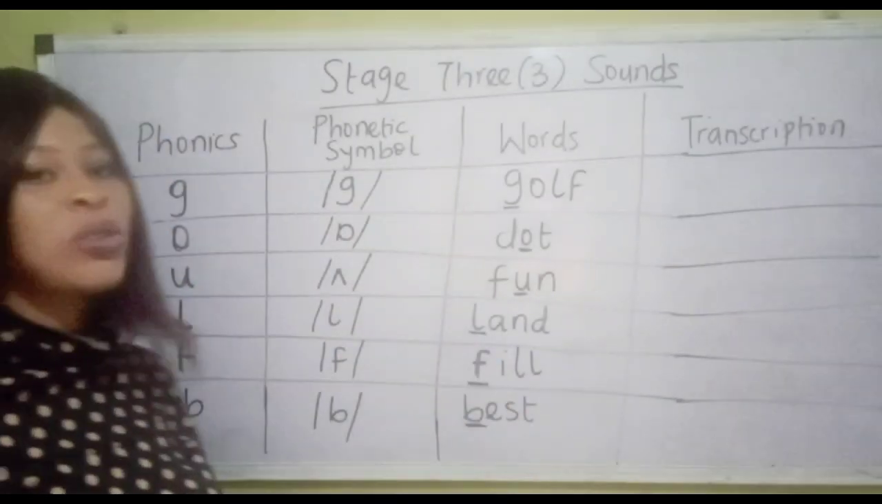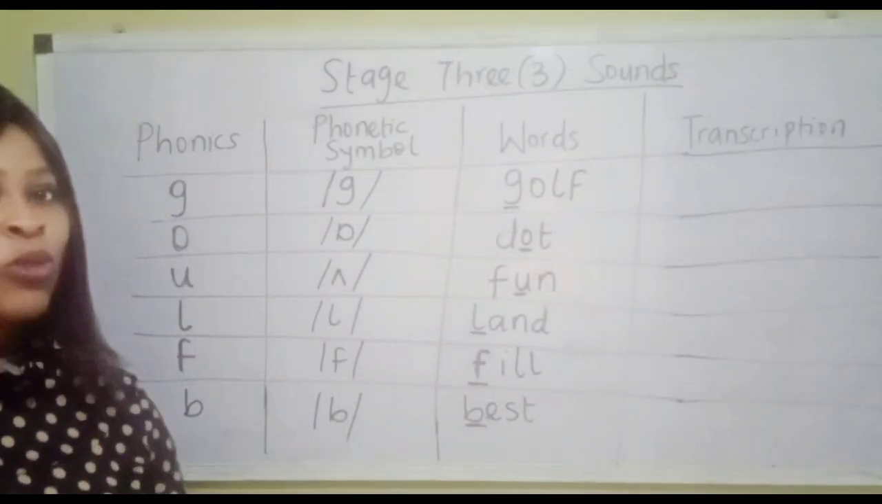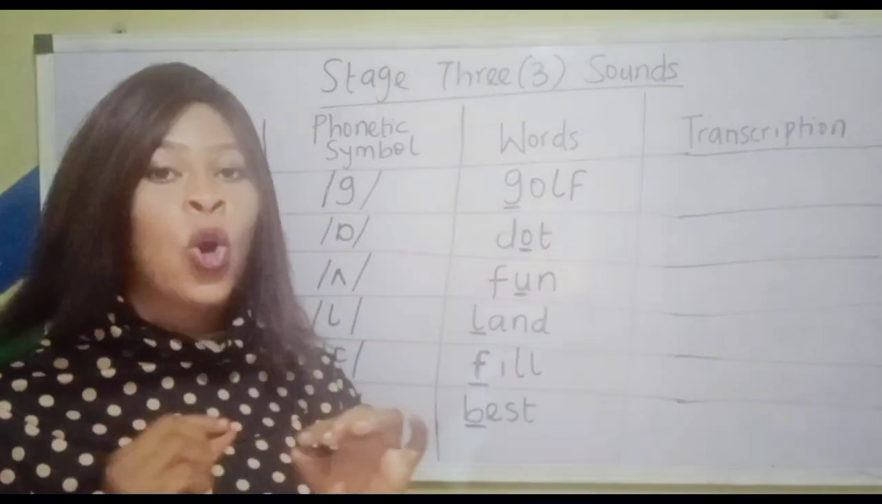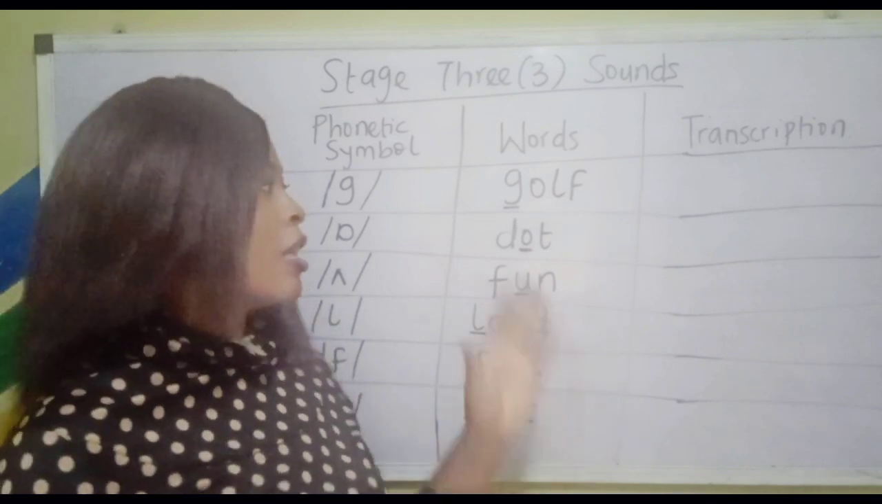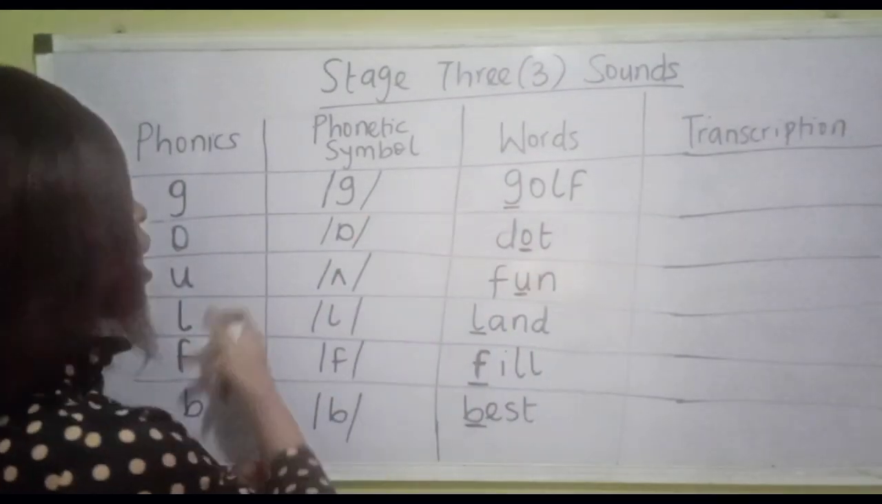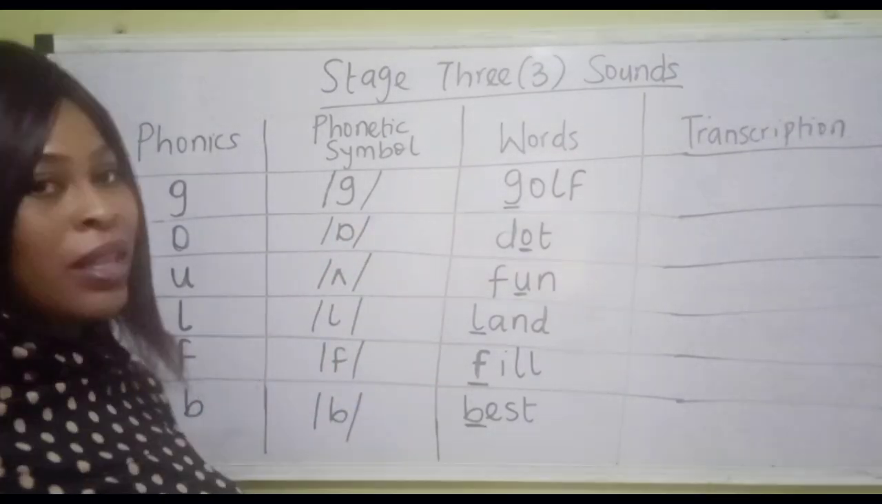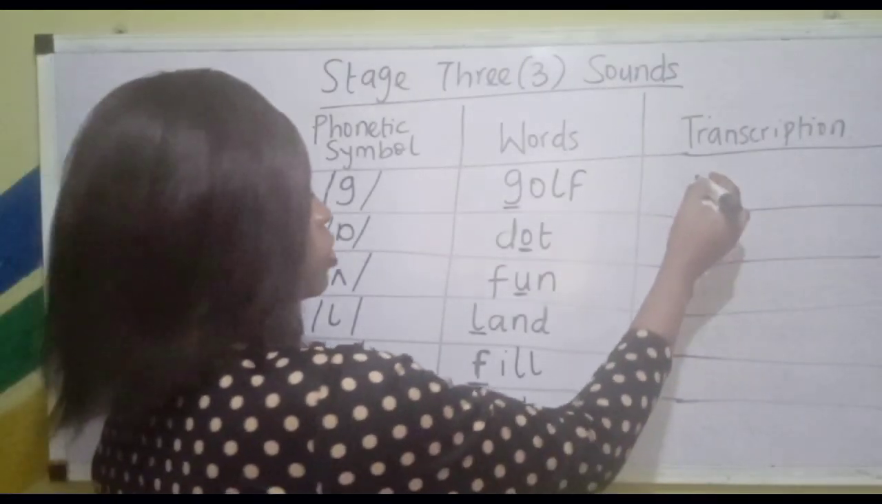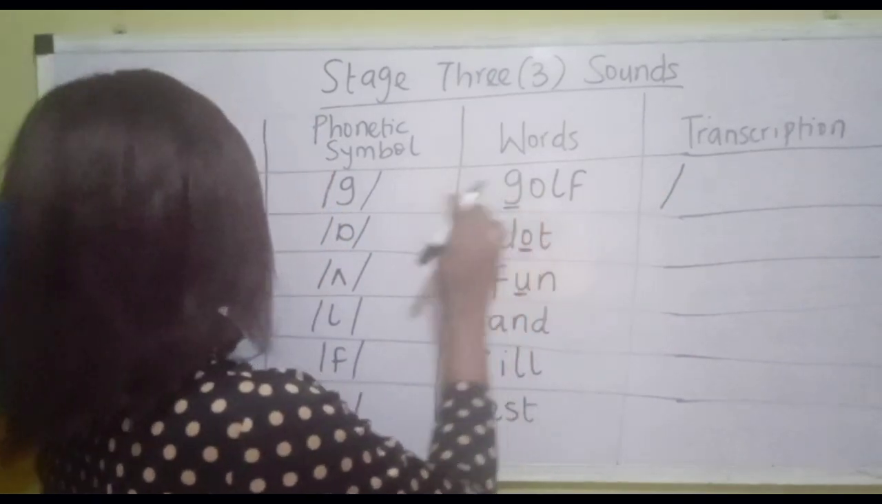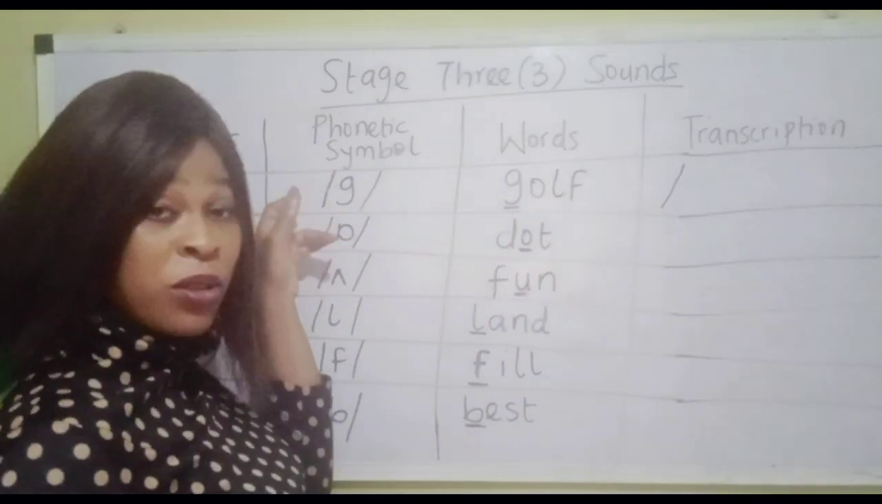So now let's move on to the words that we have here to transcribe. Now we have golf, golf. Now let's look at the sound. We have the letter G here, the letter O, the letter L, and the letter F. Now let's look at them. Now open your transcription slash. Now the first sound here is what? G. This is a spoken aspect of it.